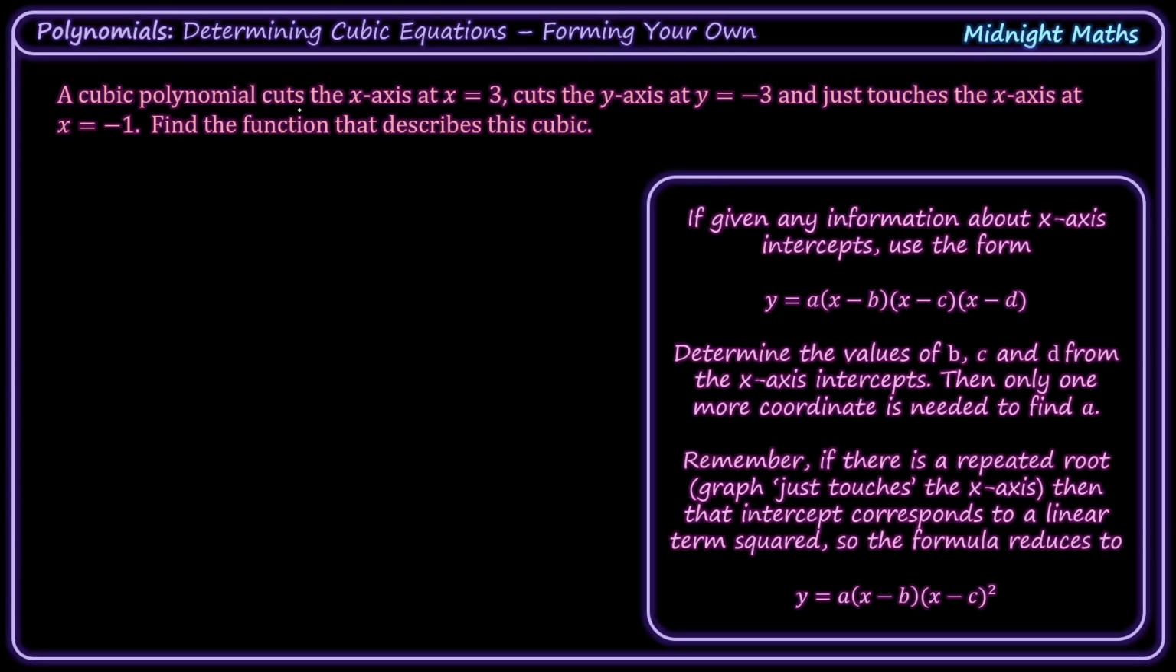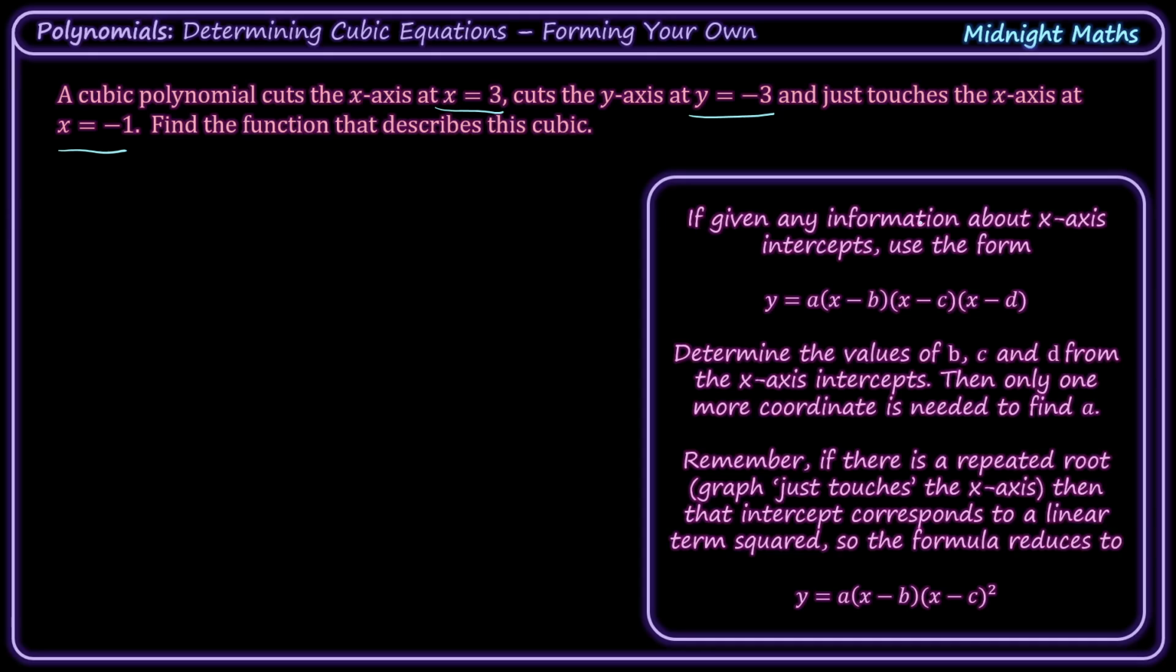A cubic polynomial cuts the x-axis at x equals 3, cuts the y-axis at y equals minus 3, and just touches the x-axis at x equals minus 1. Find the function that describes this cubic.